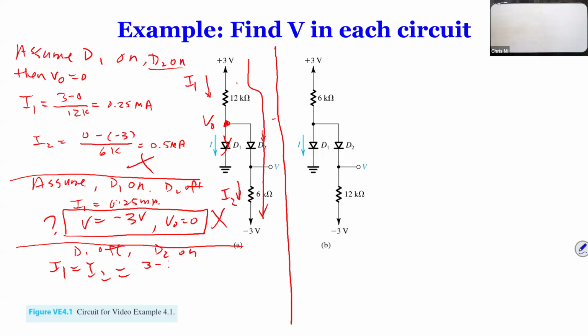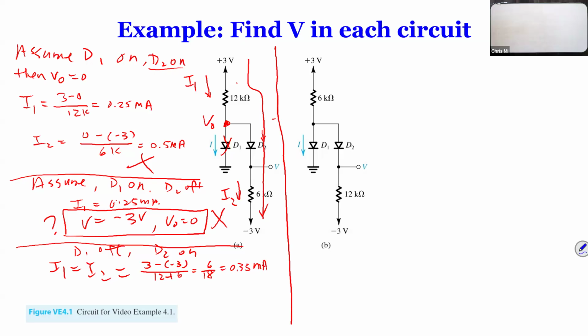It's going to be 3 minus -3, which is 6, divided by the total. Yeah, 12 plus 6, that's 18. 6 divided by 18 gives you 0.33 milliamps. So we found the current.